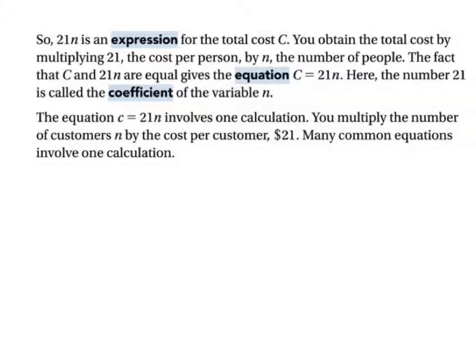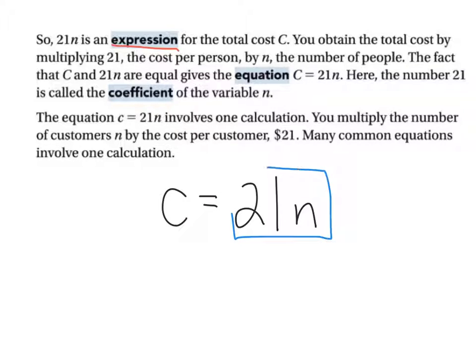So there are a few vocabulary terms that we're going to introduce in this particular problem. The first vocabulary word is just the word expression. The word expression is basically part of the equation minus the equal sign. So our original equation looked like this, C equals 21n. The expression part is just this 21n, okay, not including the equal sign. So 21 times n is going to be our expression.